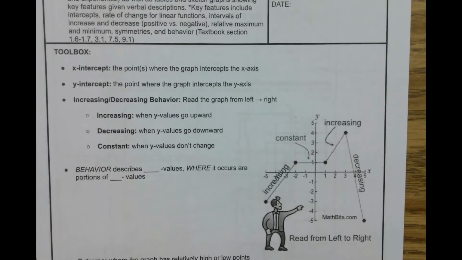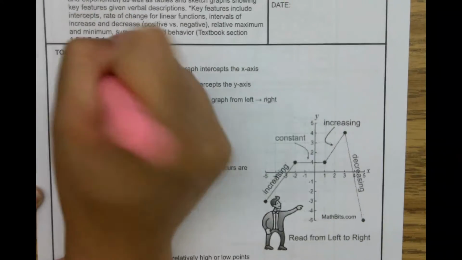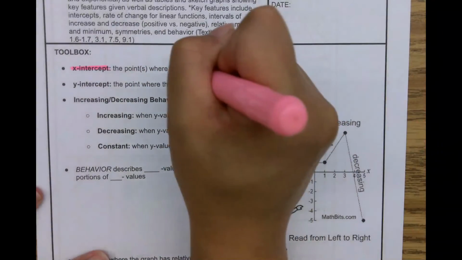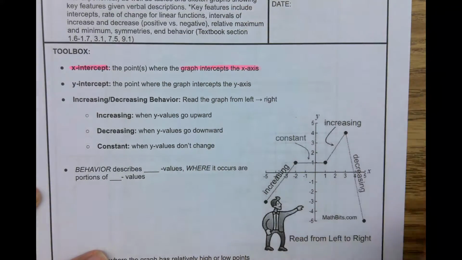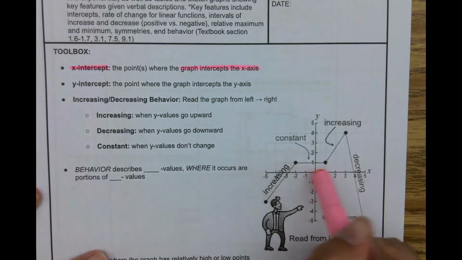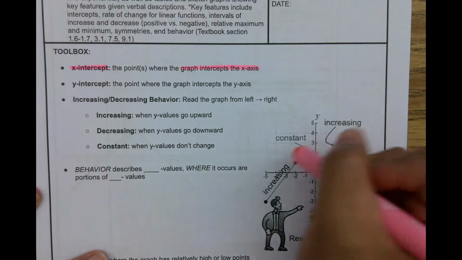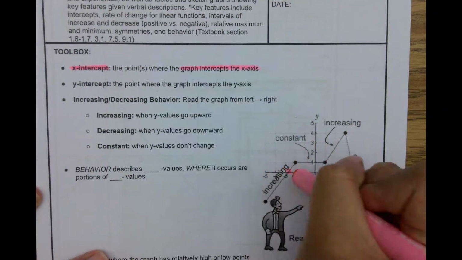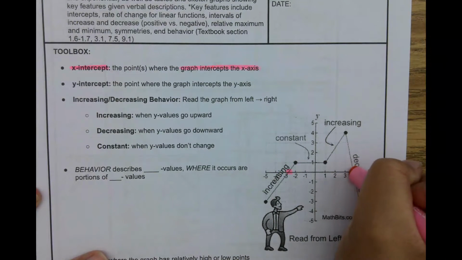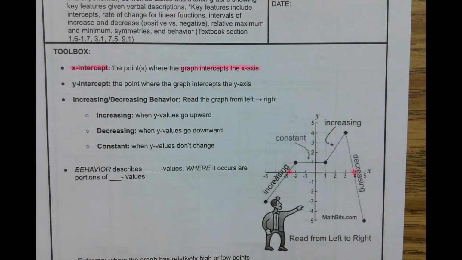So the first key feature we're going to talk about is our x-intercept. An x-intercept is the point where the graph intersects the x-axis. So for example, this is the x-axis. The x-intercepts would be this point here and this point here, because that's where it touches the x-axis.